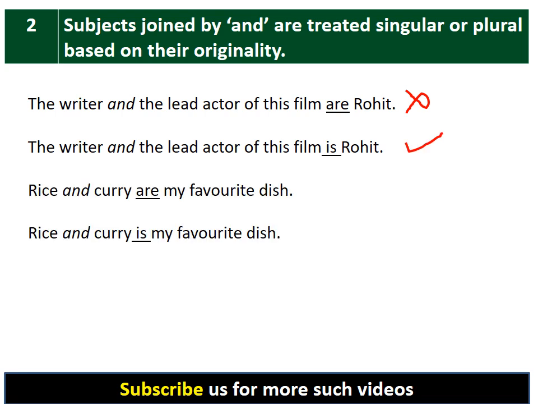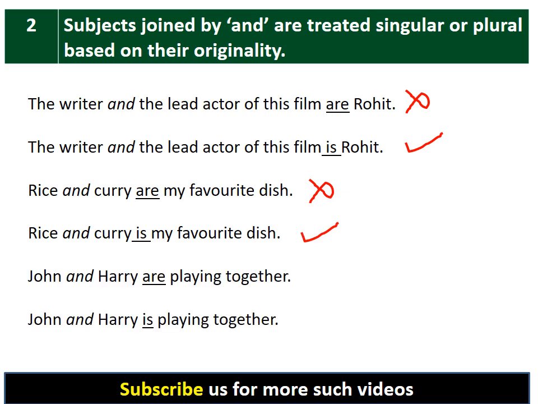Second pair we have rice and curry are my favorite dish. Rice and curry, two things, are joined by and. But are they really two distinct things? No. Rice and curry mean the same dish. One dish which is eaten once. Together we eat rice and curry. Therefore, using plural verb doesn't make sense. So, the first one won't be correct. The second one is correct.